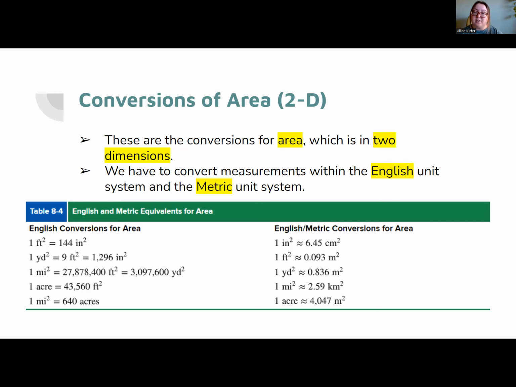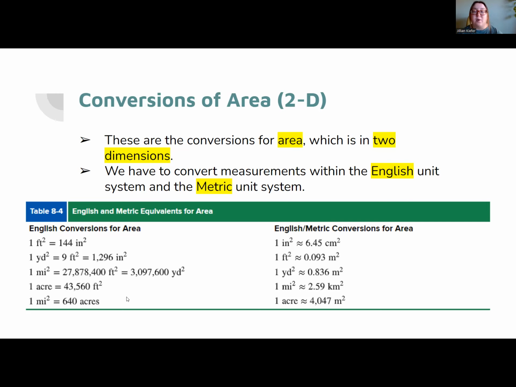Then we have that 1 yard squared is equal to 9 feet squared, because there's 3 feet in 1 single yard. So a yard squared would be feet squared as well. 3 times 3 is 9, which is also equal to 1,296 inches squared, using our conversion for 144 inches squared in 1 foot squared, multiplying that by 9.